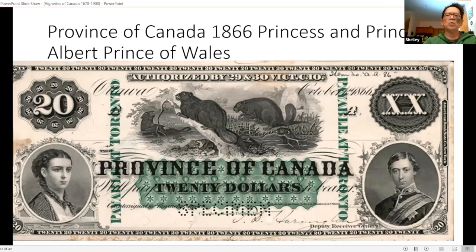Here is the importance of the beaver. For some of you that may not know, beaver pelts were a major export in Canada at this time for beaver hats, which were all the rage. Here we're starting to look at the emergence of the monarchy. You have the king and queen there in a specimen note, payable again in Toronto.